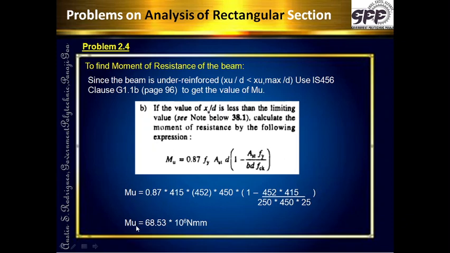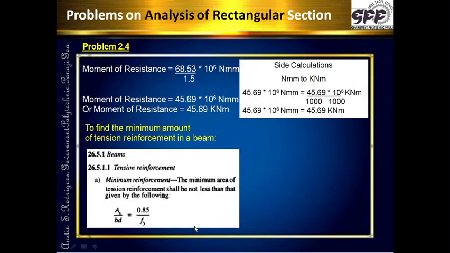Solving this, we get the ultimate moment of resistance, the maximum ultimate moment which the beam can take, as 68.53 into 10 raised to 6 Newton mm. Now from the ultimate moment we get the moment of resistance by dividing by 1.5, which is the load factor. So 68.53 into 10 raised to 6 divided by the load factor gives the moment of resistance, equal to 45.69 into 10 raised to 6 Newton mm.